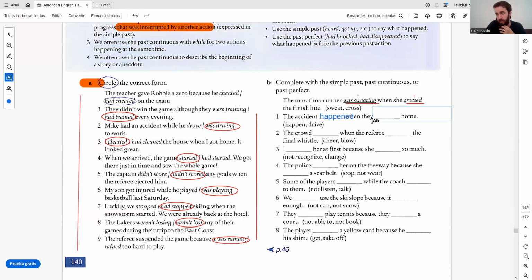Still being slow. It's thinking about it. Here are your answers. They were driving home. The crowd cheered when the referee blew the final whistle. I didn't recognize her at first.